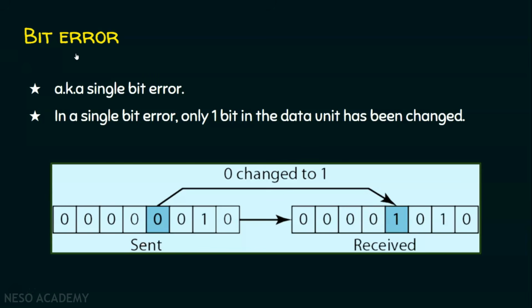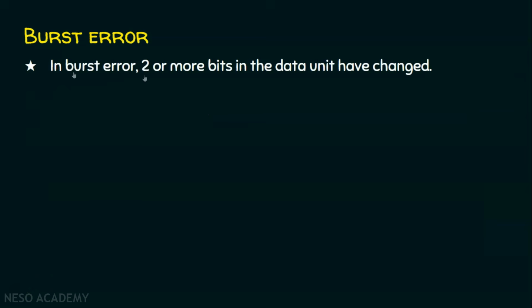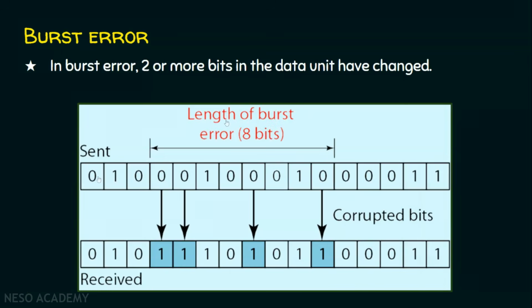Whereas if there is a group of bits that are changed, then we will call it a burst error. Let's see burst error now. In burst error, 2 or more bits in the data unit have been changed. Suppose this is the information that the sender is sending and this is what the receiver is receiving, we can notice that there are some bits that are corrupted. The sender has sent 0 here, but the receiver is receiving 1 here. And 0 here, but the receiver is receiving 1 here. And these 2 bits are also changed.